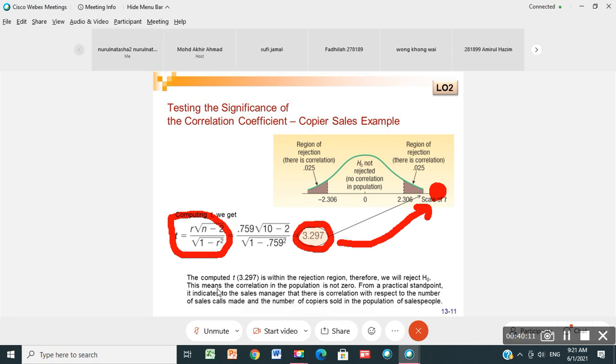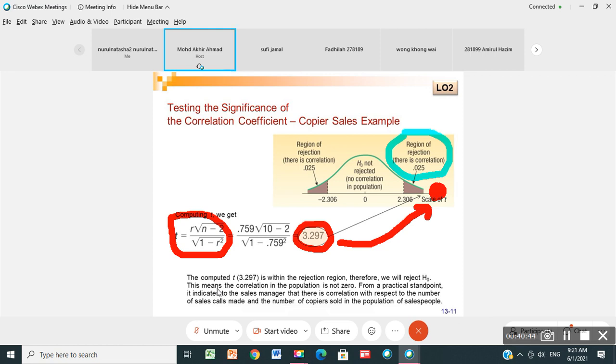Okay, what is the decision? Reject H0. So why reject H0? Because 3.297 is more than 2.306. Okay, that's why we reject the H0.